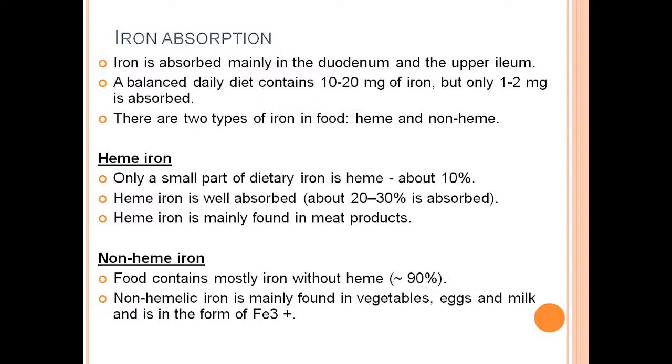What about non-heme iron? Food contains mostly non-heme iron, about 90%. Non-heme iron is mainly found in vegetables, eggs, and milk, and is in the form ferrum 3+. In pathogenesis classes, you will talk with your teachers about ferrum 2+ and ferrum 3+, and about the metabolism of iron in the body. What happens with ferrum 3+ and what happens with ferrum 2+.